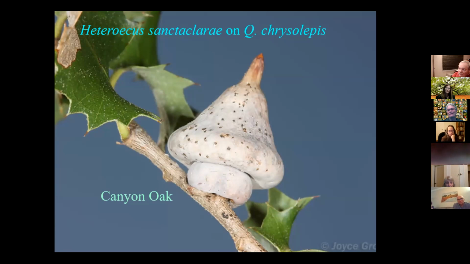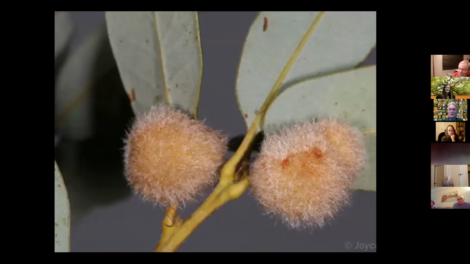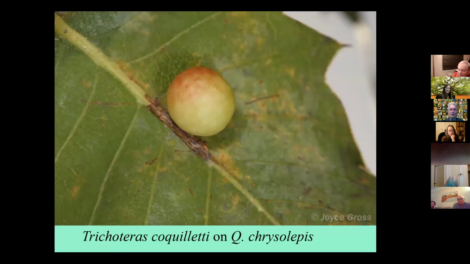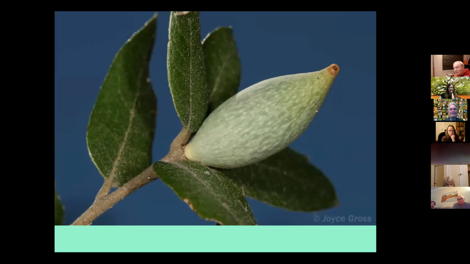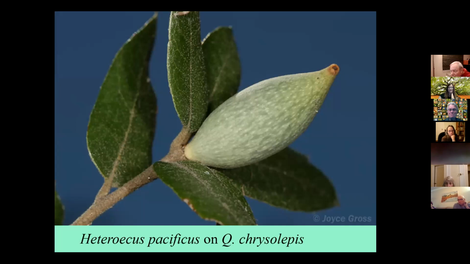All right, now we're into the canyon oak group, and this one is Heteroecus sancticlari. I think of it as a kind of, I don't know, elf hat or mushroom gall. And here's another one, beautiful, also in the same group, a leaf gall, Lasius. And last of all, another leaf gall on Chrysolepis, which is also the canyon oak. And last of all, this might not be on Chrysolepis, although it looks like it is. This one is Heteroecus pacificus, a spindle gall. And yes, it's on Chrysolepis.